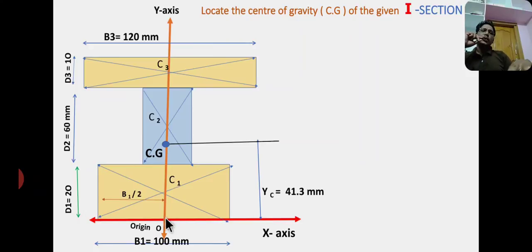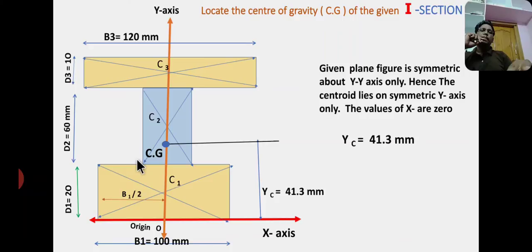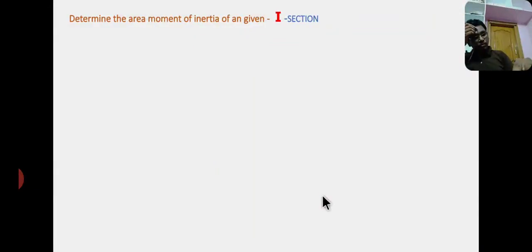Here x-axis, y-axis are the reference axes, and CG is the centroid. Here Gx and Gy are the centroidal axes. So Gx is the centroidal x-axis, Gy is the centroidal y-axis. yc is the distance of the centroid from the x-axis, that is yc equal to 41.3 mm, xc equal to 0.